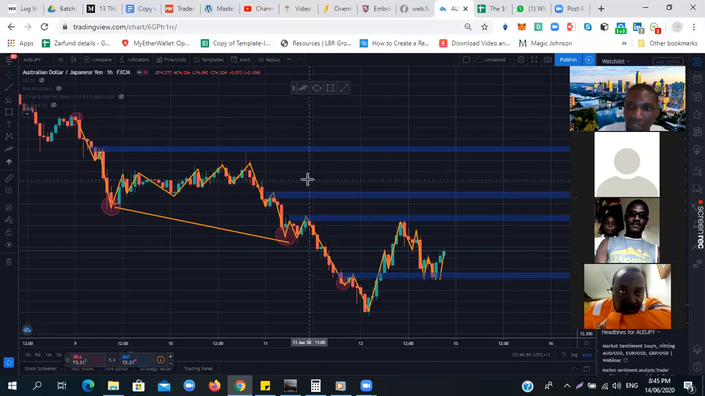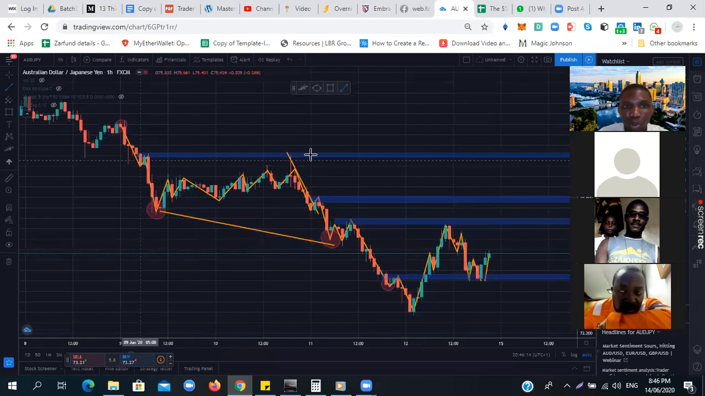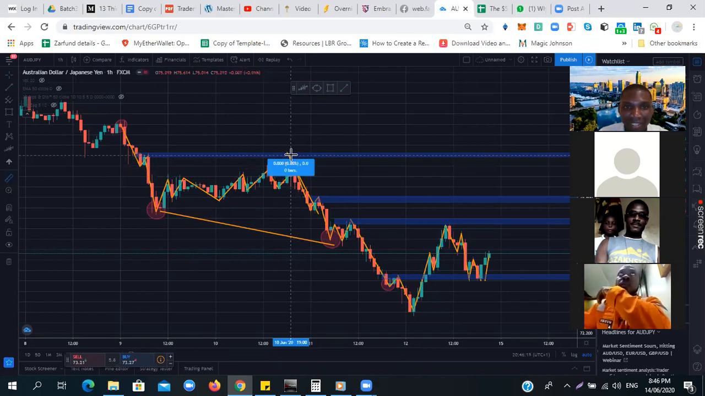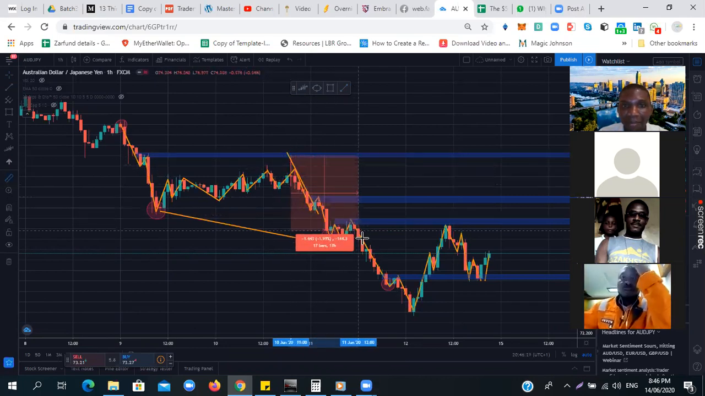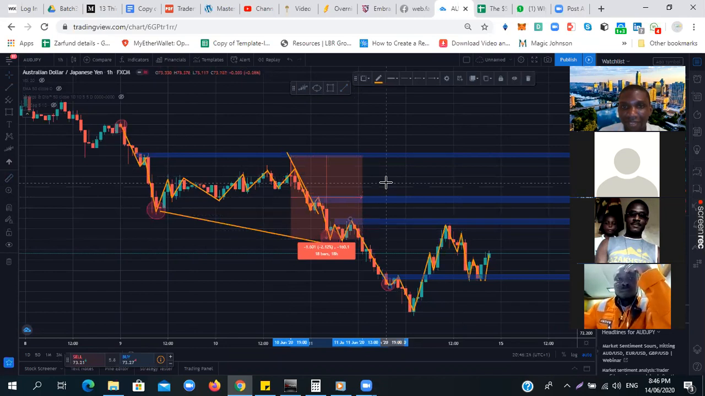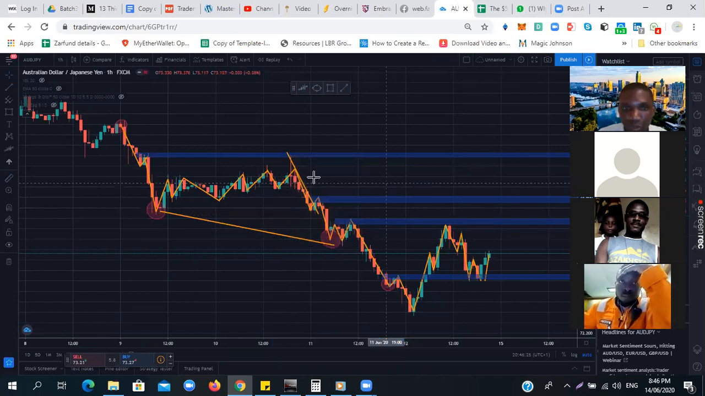Once a structure is formed, guys, take note of this. Once a structure is formed, it gives us an opportunity for a future trade. All right. Now look at the structure that was formed here. What happened here? You see that price came all the way to that point and then it reversed from there. So what would we have done? We have seen this structure. We put a sell here. What would we be making? Guys, we'll be making money. That's what we'll be making from here.